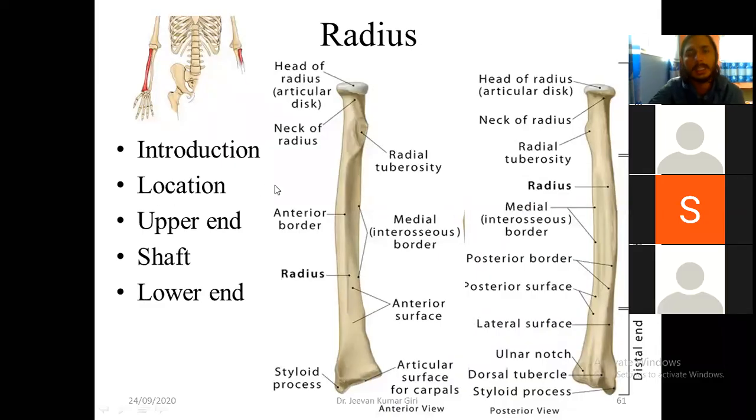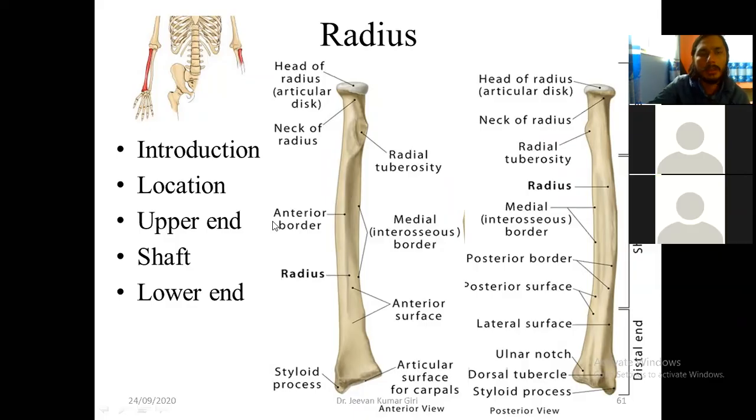Location: it is the lateral bone of the forearm. In anatomical position, the thumb lies on the lateral aspect, so along the line of the thumb, the bone that is present is the radius. This is the lateral side, this is the medial side. The lateral bone of the forearm is the radius, and the radius is homologous with the tibia of the lower limb. Just remember this. So this is the introduction: it is a long bone of the upper limb, and its location is the lateral bone of the forearm.